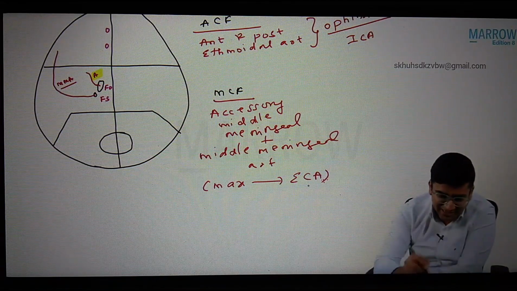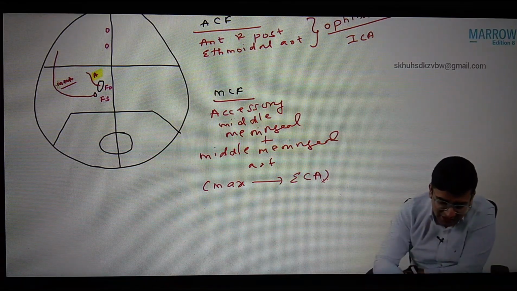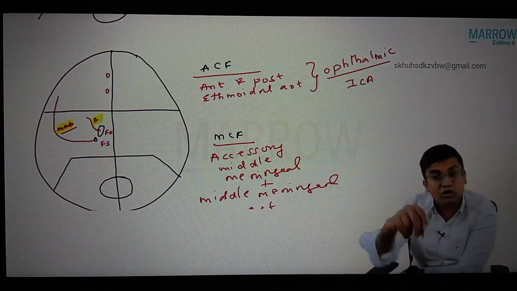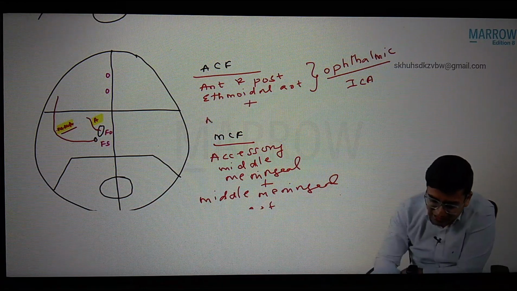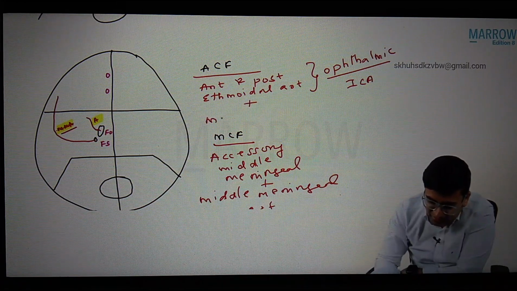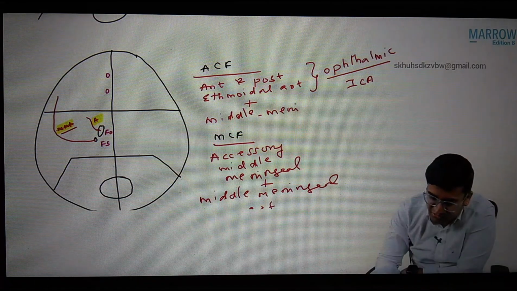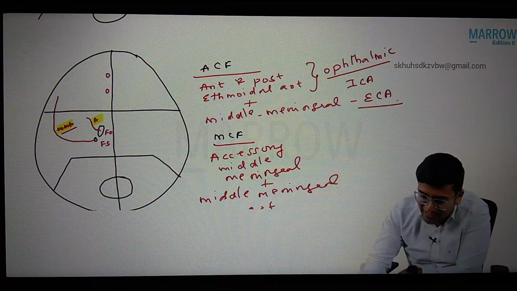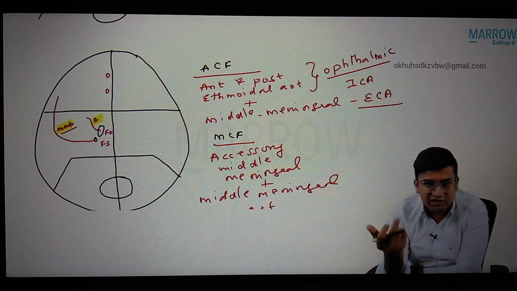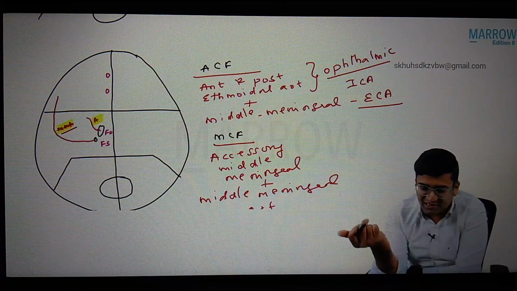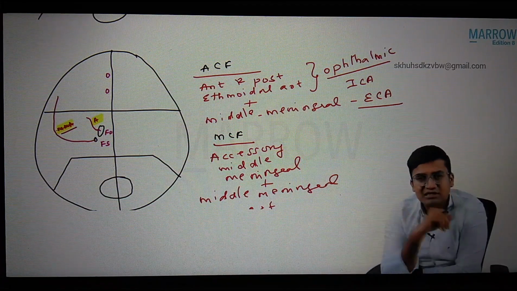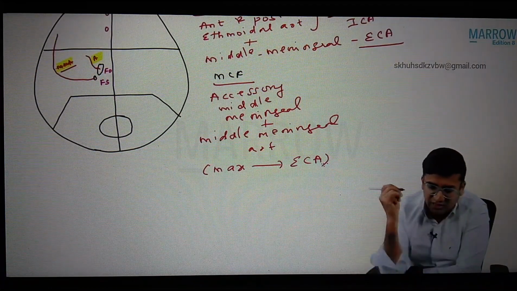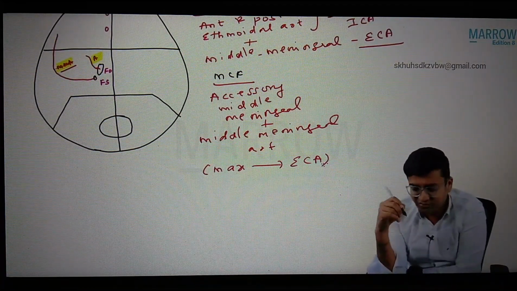Now see the diagram. In the diagram, I have drawn the middle meningeal artery also to the anterior cranial fossa. That means the anterior cranial fossa is also supplied by the middle meningeal artery. Just now I told you, the middle meningeal artery is a branch of the maxillary, and the maxillary is a branch of the external carotid. So the anterior cranial fossa is supplied by both an internal carotid artery branch and an external carotid artery branch: the anterior and posterior ethmoidal artery and the middle meningeal artery. Clear? Right. Now what about the middle cranial fossa? The middle cranial fossa is supplied by the accessory middle meningeal artery and middle meningeal artery, branches of the external carotid.